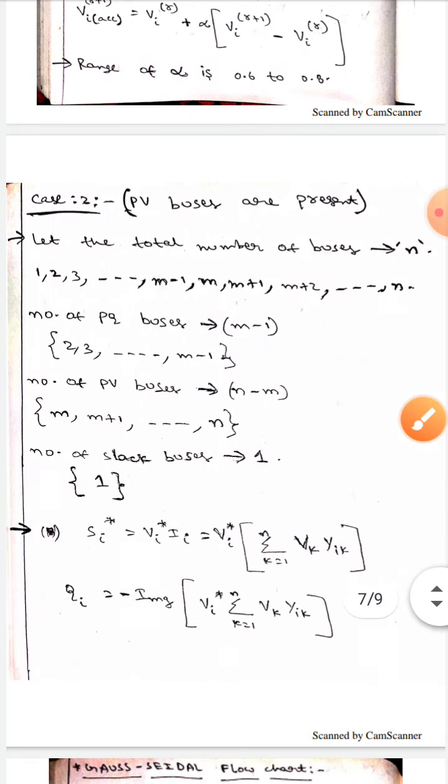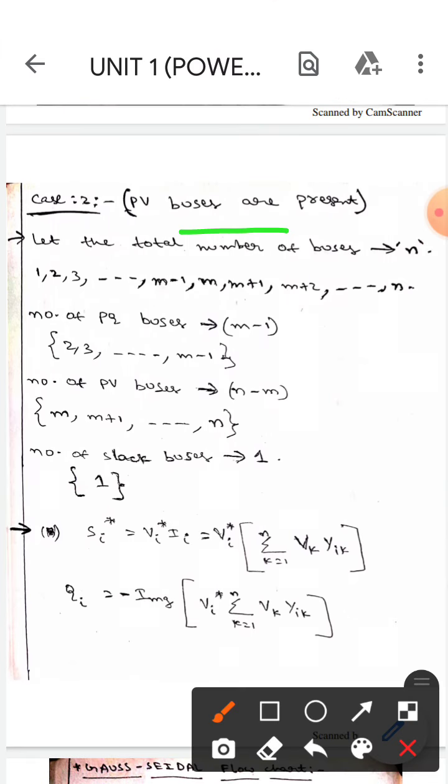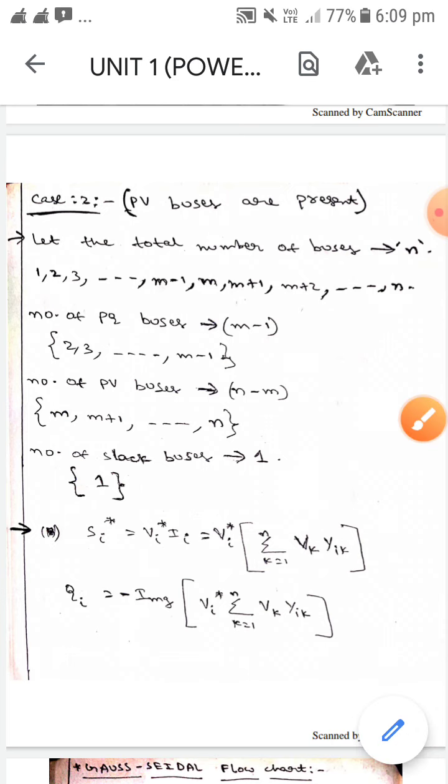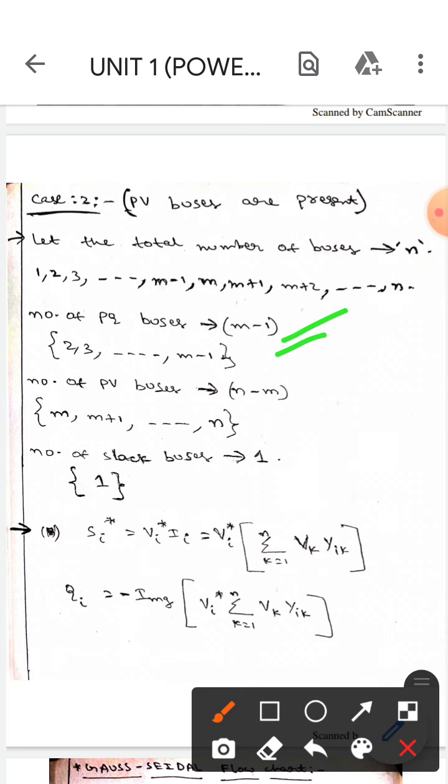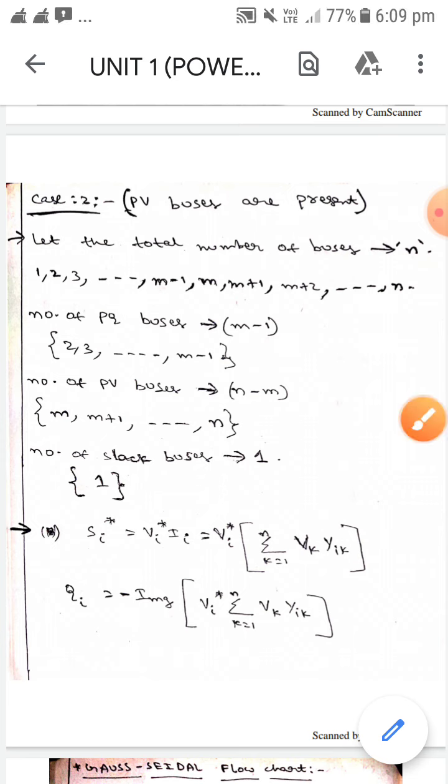Let's talk about case 2. Here PV buses are present. Let the total buses be n. Then the buses are 1, 2, 3 and so on, m minus 1, m, m plus 1, m plus 2 and so on to n. Here the number of PQ buses is m minus 1, which means from here to here. These are all PQ buses, whereas the number of PV buses is n minus m, which means from m to here. These are all PV buses. And the first one is the slack bus, bus 1.